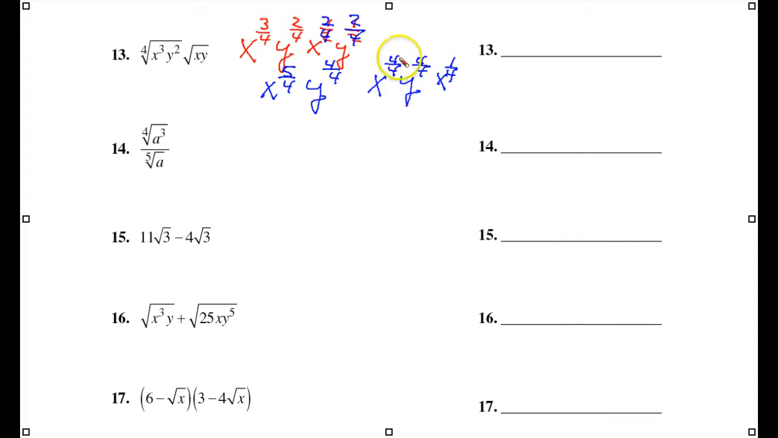Okay, now what is 4/4? That is a 1. So that just comes out as an x to the first. This is going to be y to the first. And then we have this to put back in radical form. It'll be the 4th root of x.